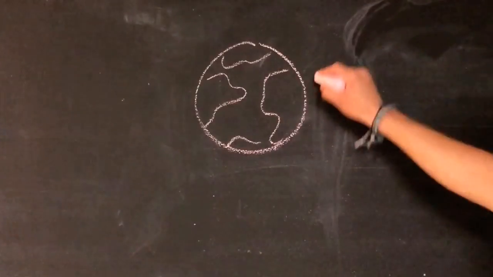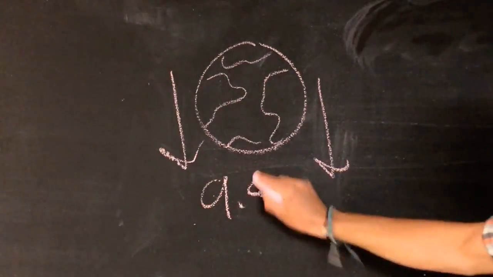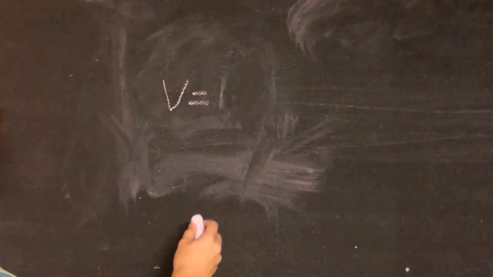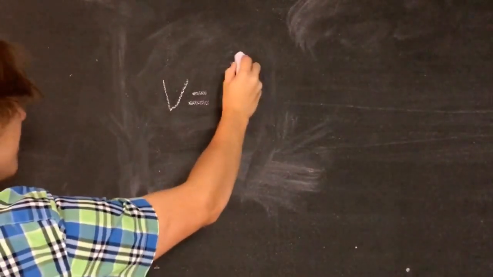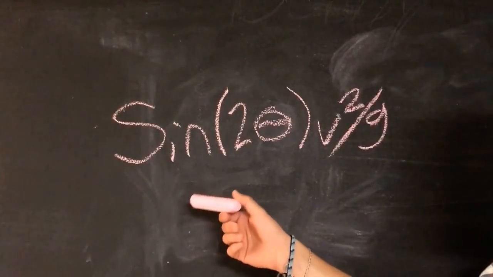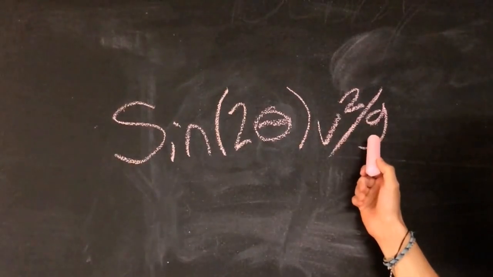Well, before we jump into any solving, we must understand a couple things. 1. The Earth's gravity has an acceleration of 9.8 meters per second squared. 2. The equation to find velocity is distance divided by time. And finally, the equation to find the distance of a projectile is sine 2 theta times v squared, divided by g.